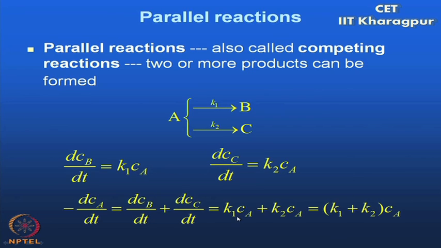Okay. So, if you write, it is K1 Ca plus K2 Ca, that is K1 plus K2 into Ca. Overall reaction means we initially assume that this is first order kinetics. So, the overall disappearance of A is the sum of the individual disappearances, that is why K1 plus K2 is coming here as the overall K. So, overall K will be the sum of the individual first order K's.